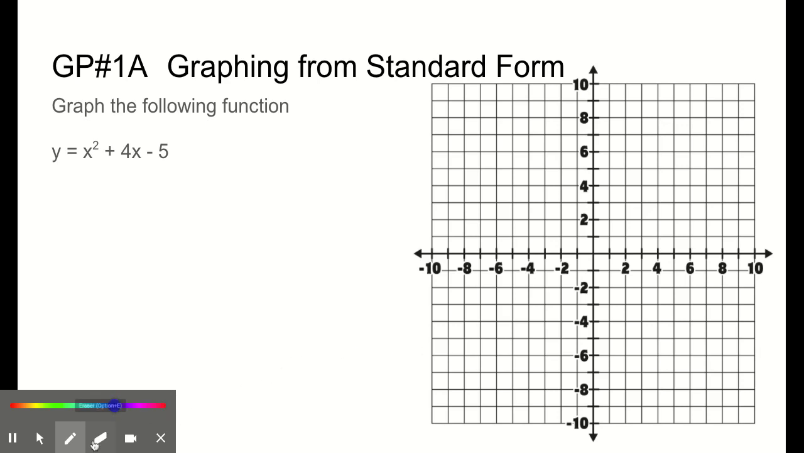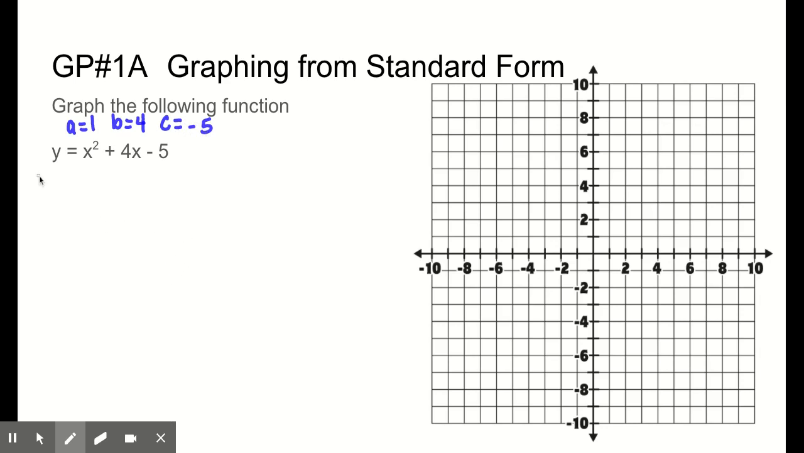Our first step is still to identify the vertex. That's not as easy for us when we're in standard form, like with vertex form where we can just see it. So we have to use our vertex formula here to find our vertex. We want to identify A, B, and C. So we're just going to say A equals 1, B equals 4, and C equals -5.